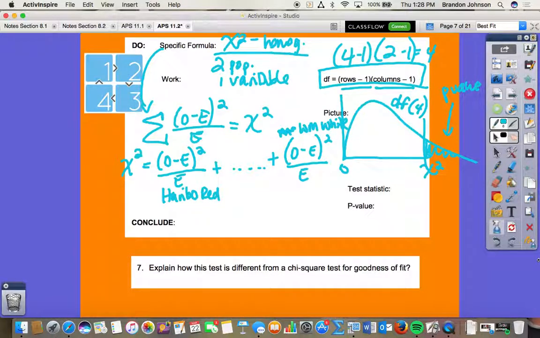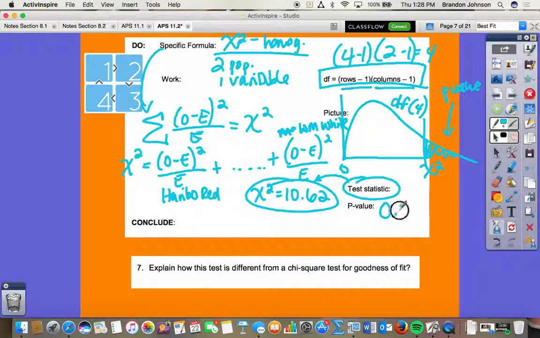So we've already done, let me do this, come over here. So our chi-square test is 10.62. We'll put this here. So chi-squared is 10.62, which is actually my test statistic right here. And my p-value is 0.03, okay? Now, in conclusion, how would I state that?